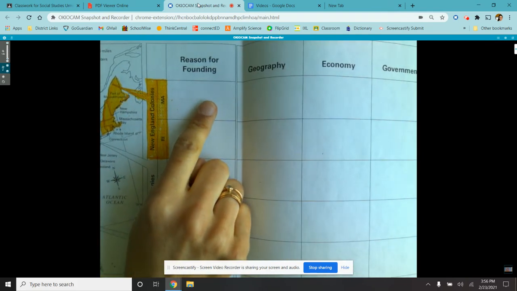Reason for founding. So we're going to start with Massachusetts. Why was it founded? Its geography, its economy, and its government. All right, so we want to pay attention to those key points.